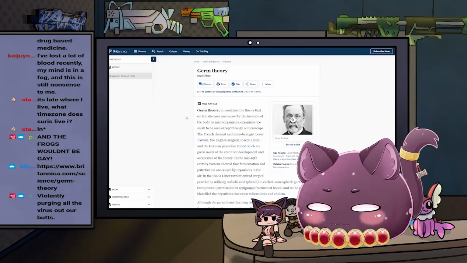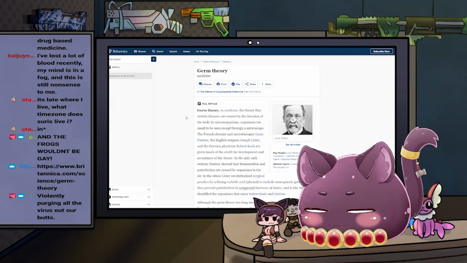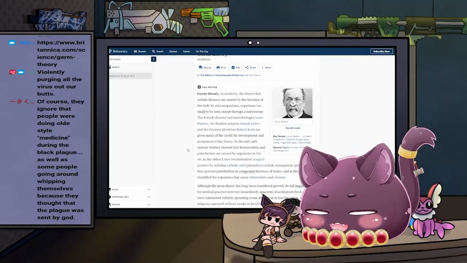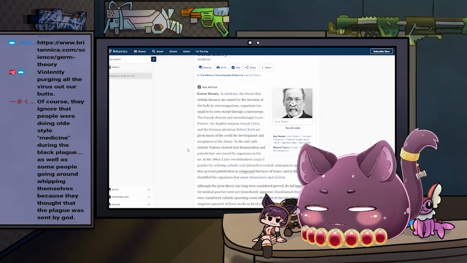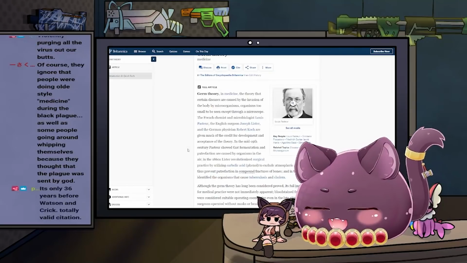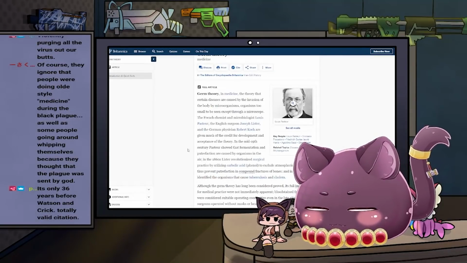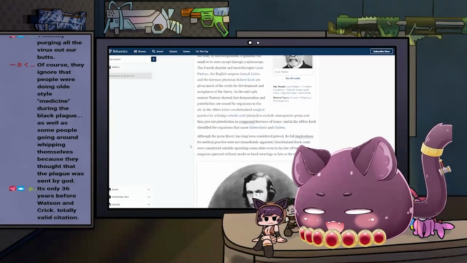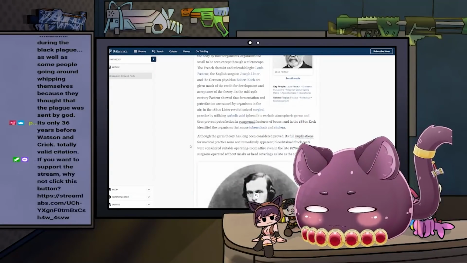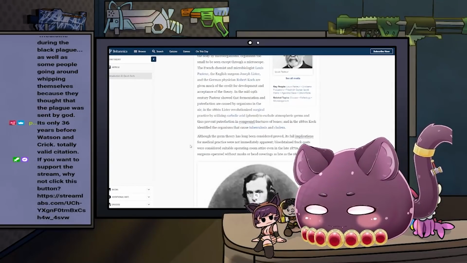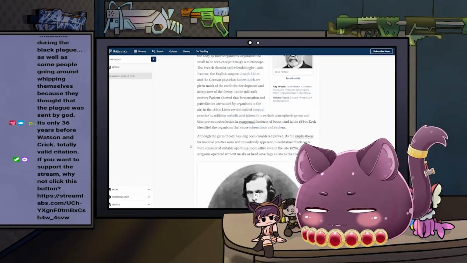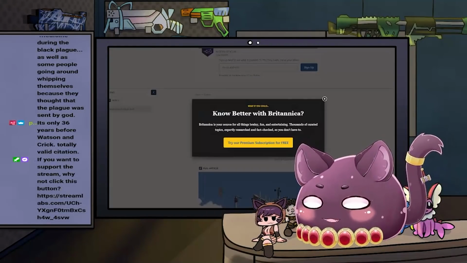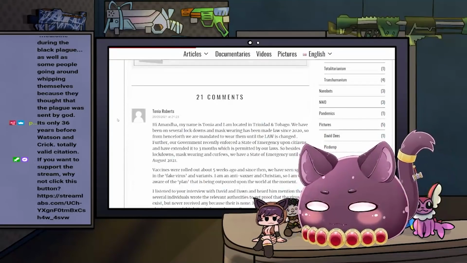In the mid-19th century, Pasteur showed that fermentation and putrefaction are caused by organisms in the air. In the 1860s, Lister revolutionized surgical practice by utilizing carbolic acid to exclude atmospheric germs and thus prevent putrefaction in compound fractures of bones. And in the 1880s, Koch identified the organisms that caused tuberculosis and cholera. Although germ theory has long been considered proved, its full implications for medical practice were not immediately apparent. Blood-stained frock coats were considered suitable operating room attire even in the late 1870s, and surgeons operated without masks or head coverings as late as the 1890s. Yeah, germ theory's old. So let's look at the comments on this.